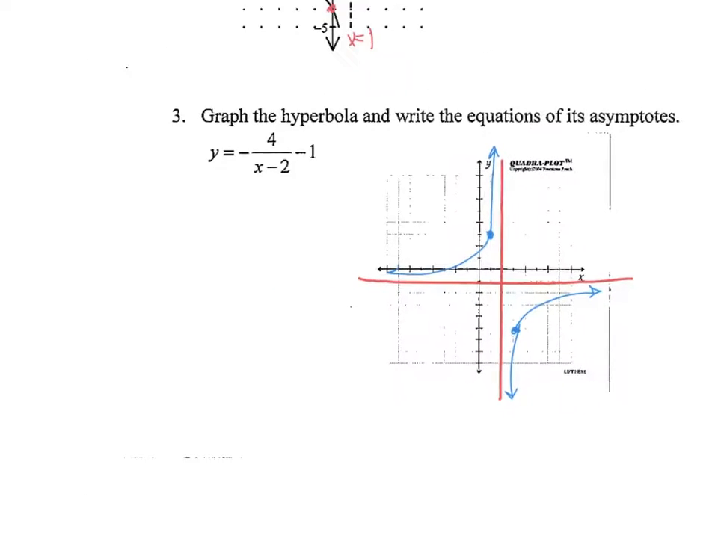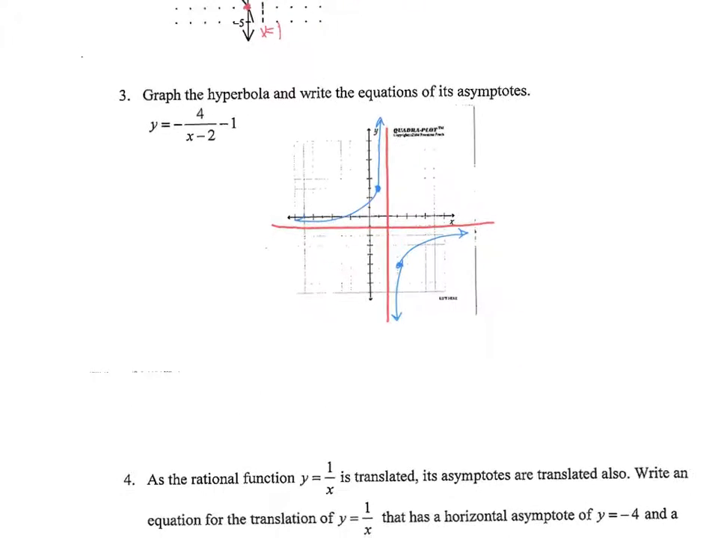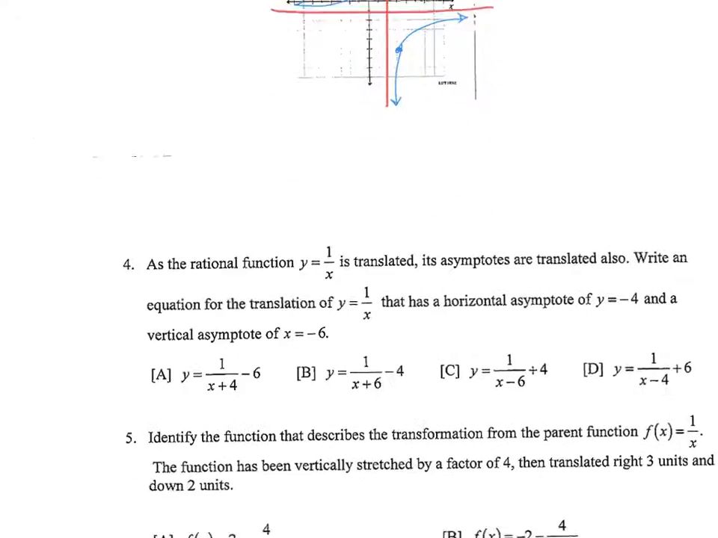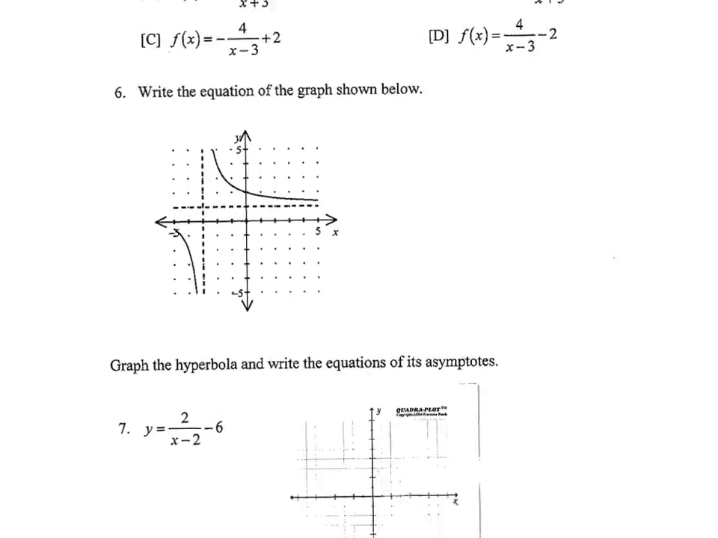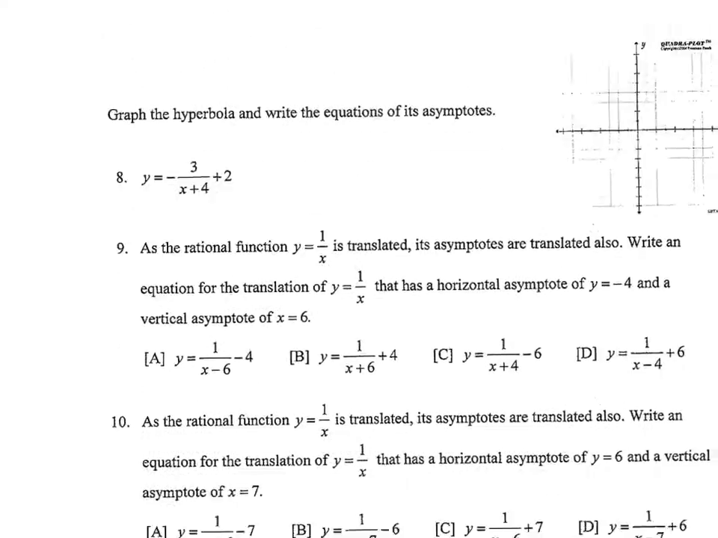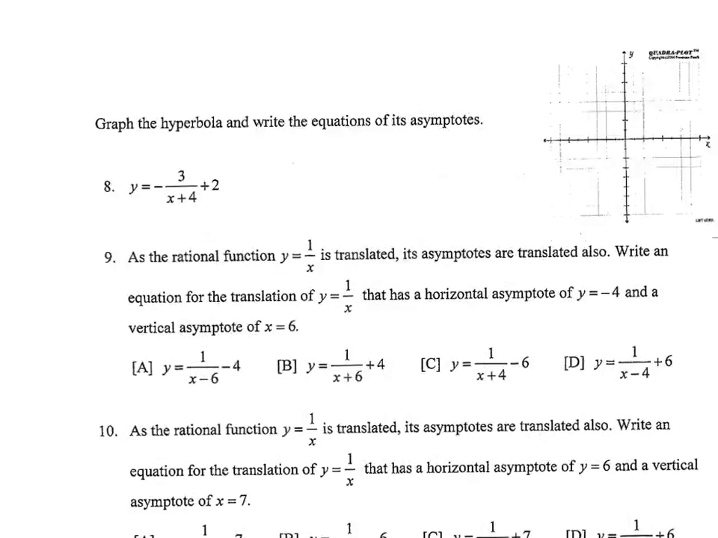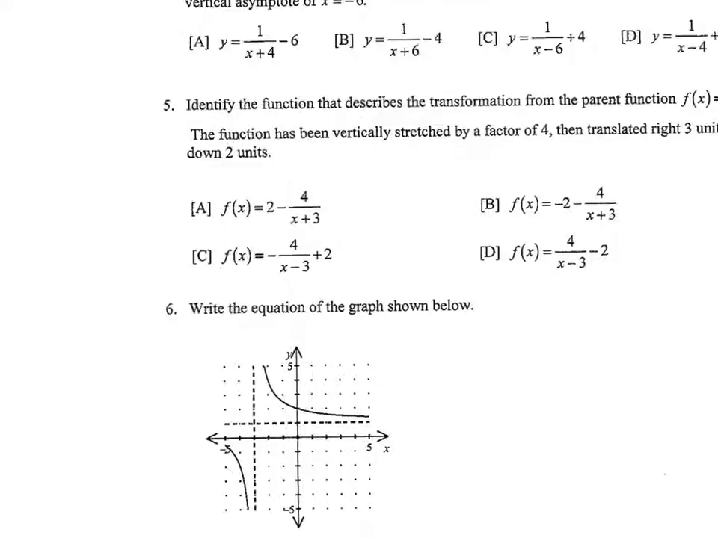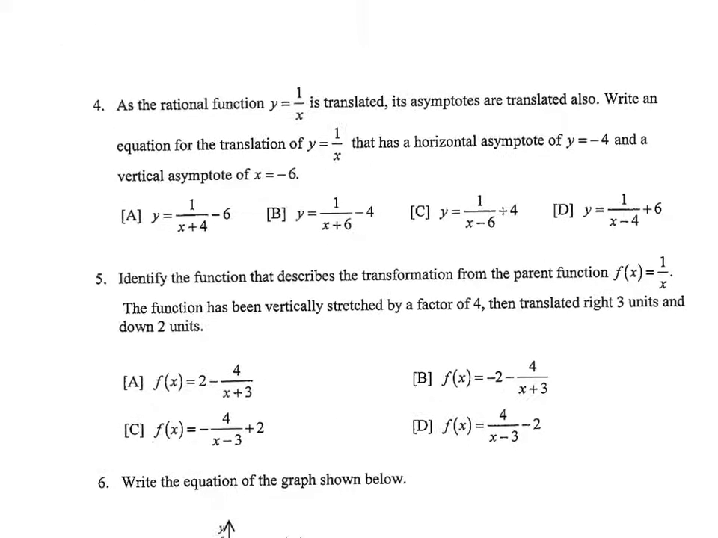Now, if you look at the rest of these problems on that paper, that's what you're going to do for your assignment. Finish out this paper and give me good graphs. You can do it on your own sheet of paper or print this out to complete it. 4 through 10 is your assignment.